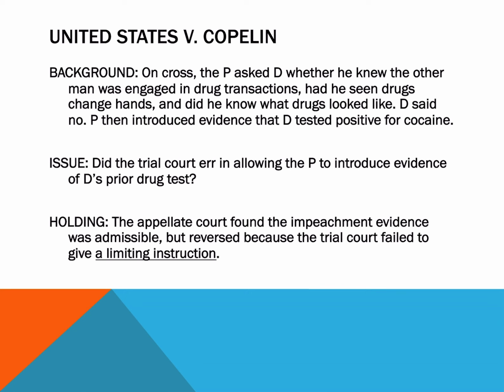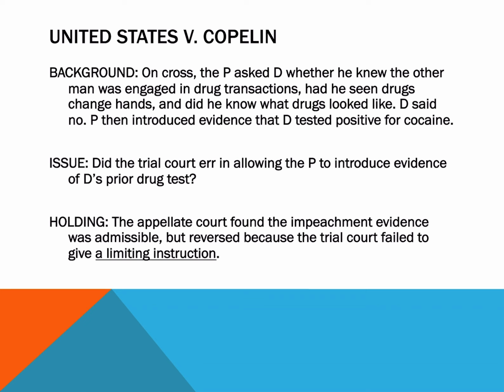The prosecution then introduced evidence that the defendant had tested positive for cocaine recently, meaning that he theoretically did know what drugs looked like. At issue was whether or not the trial court erred in allowing the prosecution to introduce that evidence of the defendant's prior drug tests.